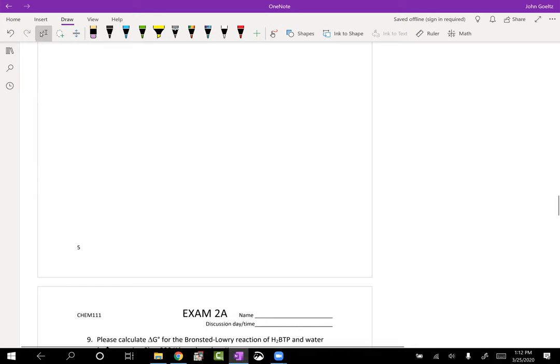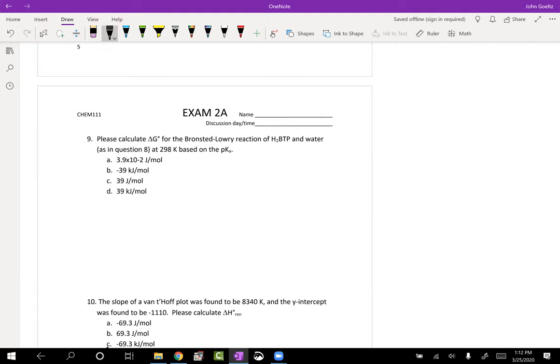Oh, there we go. Please calculate delta G for the Bronsted-Lowry reaction of some chemical in water, as in question 8, at 298, based on the pKa. That's one of those acid-base types with a proton in it. So given a pKa and a temperature, I'm supposed to calculate delta G.